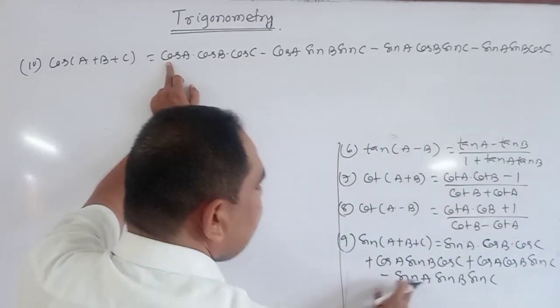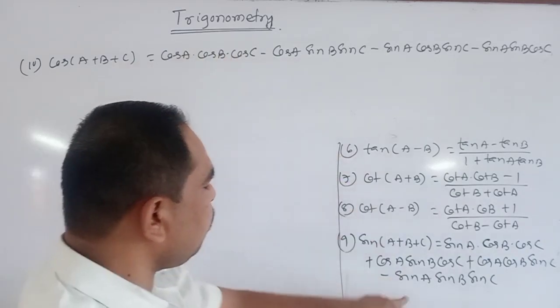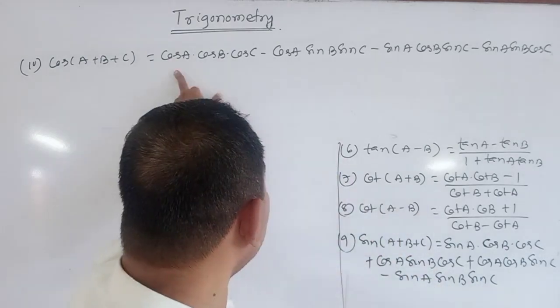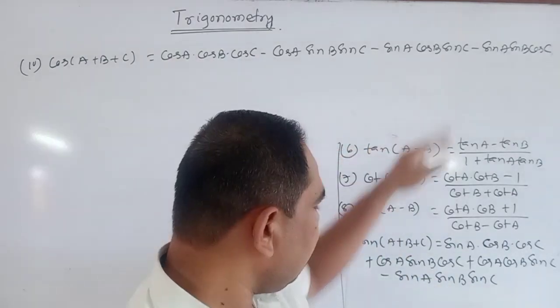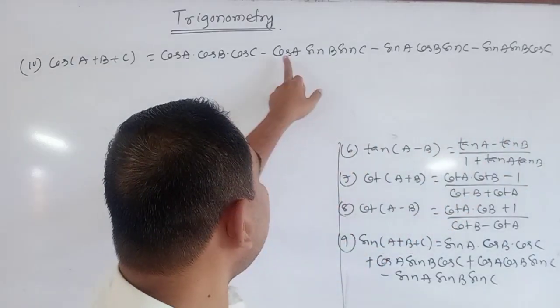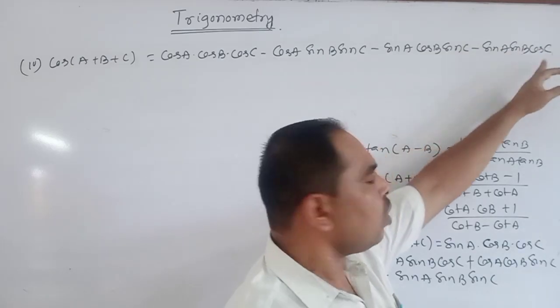Just the opposite: sin A, sin B, sin C here, and cos A, cos B, cos C there. Here three terms are plus, one term is minus. Here one term is plus, three terms are minus. Here double cos, single sin. Here double sin, single cos. Okay?